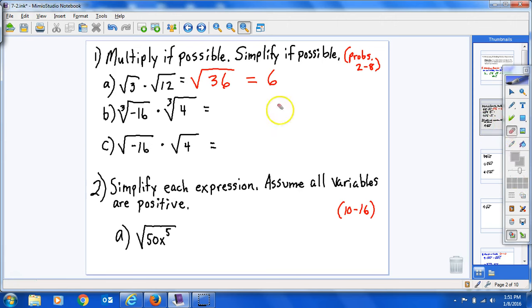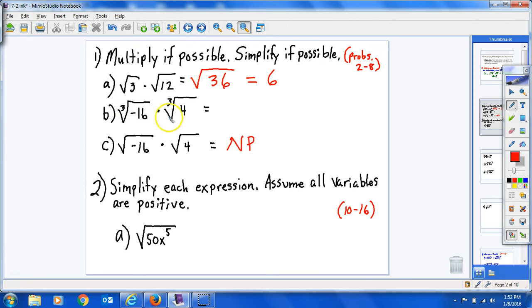So letter C gives us an example of two radicals that cannot be multiplied together, because even though they have the same roots, one of the radicals represents an expression that's not real.